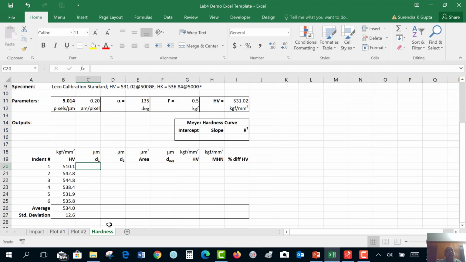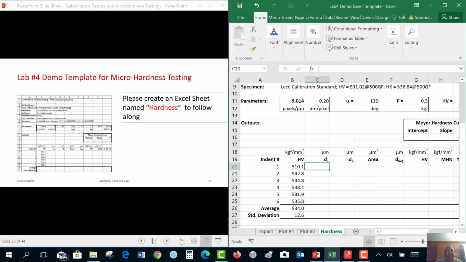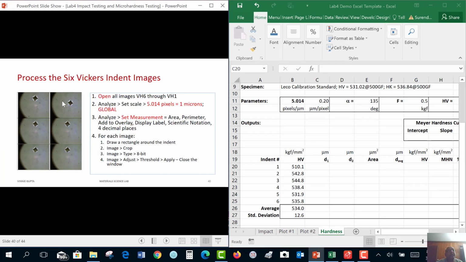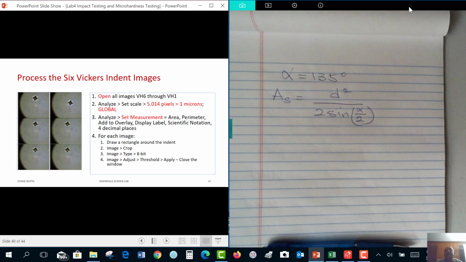All right, so we are ready to make our indentation measurements. Here are our 6 indents. I have loaded 6 TIFF images on my courses, and let's fire up Fiji.